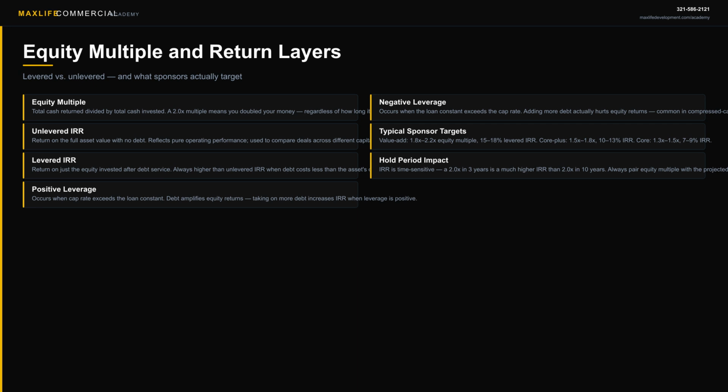In today's interest rate environment, this distinction matters enormously. Many deals that penciled at a 5 cap in 2020 with 3% debt are now experiencing negative leverage at the same cap rate with 7% financing. At MaxLife Commercial, that's one of the first things we stress test on any acquisition.